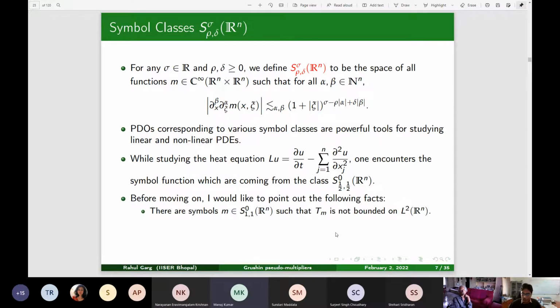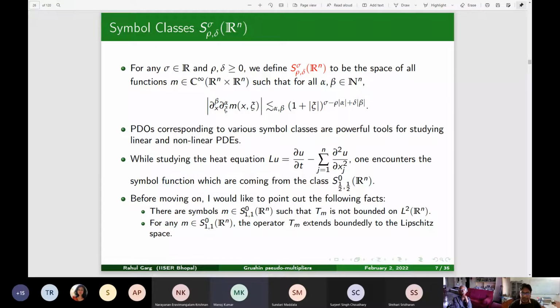Before moving on, just two remarks. S011 are kind of prohibited classes. It's known that there are symbols for which TM is not bounded on L2. But if you are not looking for L2 and you are looking for a little smoother space, such as Lipschitz space, a bit of Sobolev type spaces, it turns out that these are decent symbols. Your operator TM is actually bounded on little more smooth spaces, but on L2 you have many examples where S011 fails.